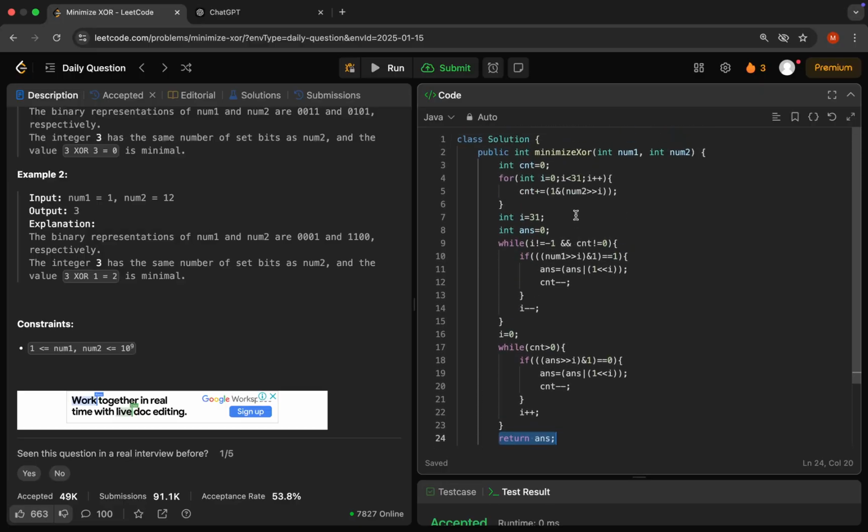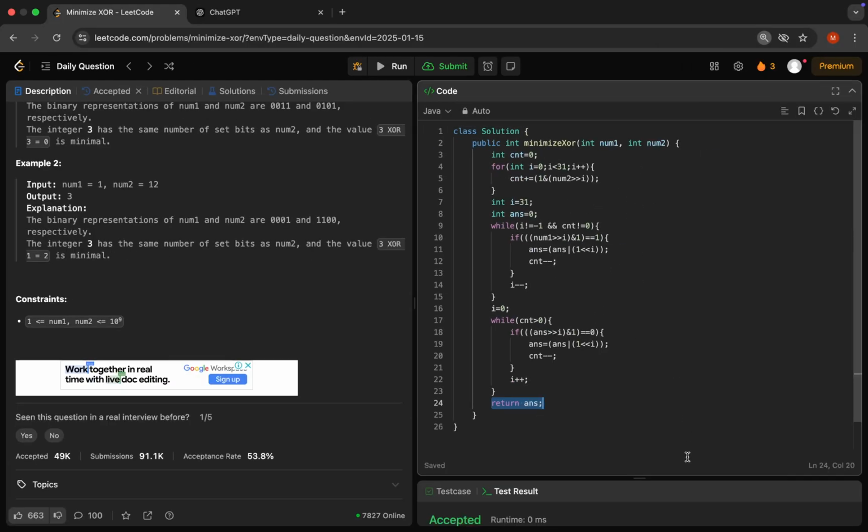This is the code, and you can take a screenshot also. You can stop the video and take the screenshot and try to write it yourself.